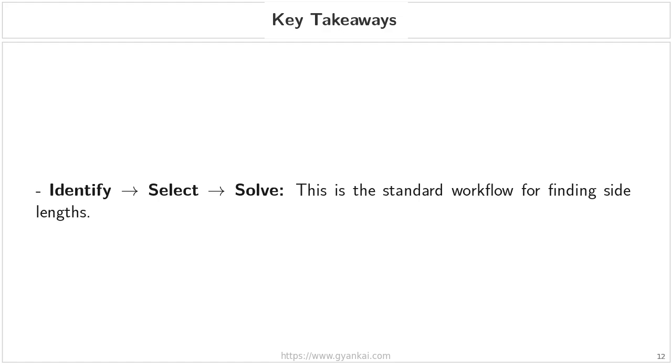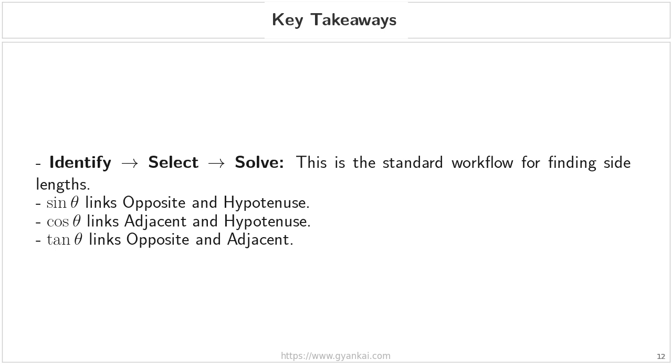Key takeaways. To wrap up our lesson today, let's review the key takeaways to ensure you have a solid foundation for solving these problems. First, remember the standard workflow we've practiced throughout these examples. Identify, select, and solve. Always start by identifying your knowns and unknowns, select the correct ratio based on those sides, and then solve the equation. If you follow this systematic approach, you'll avoid most common errors.